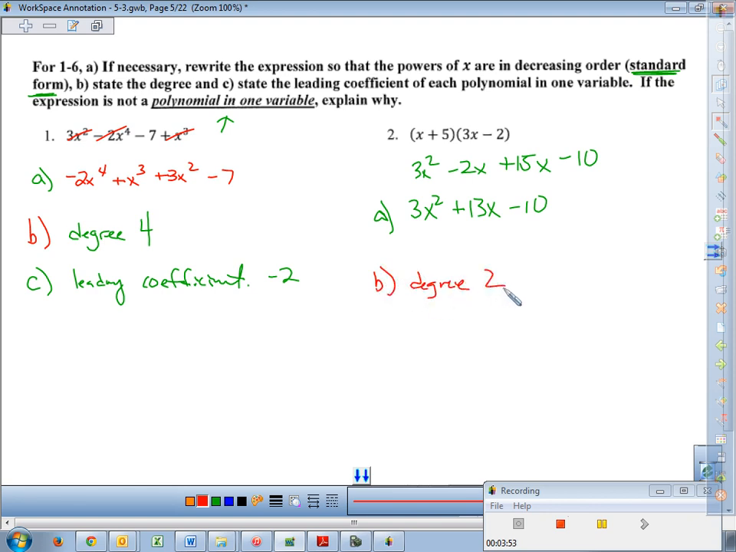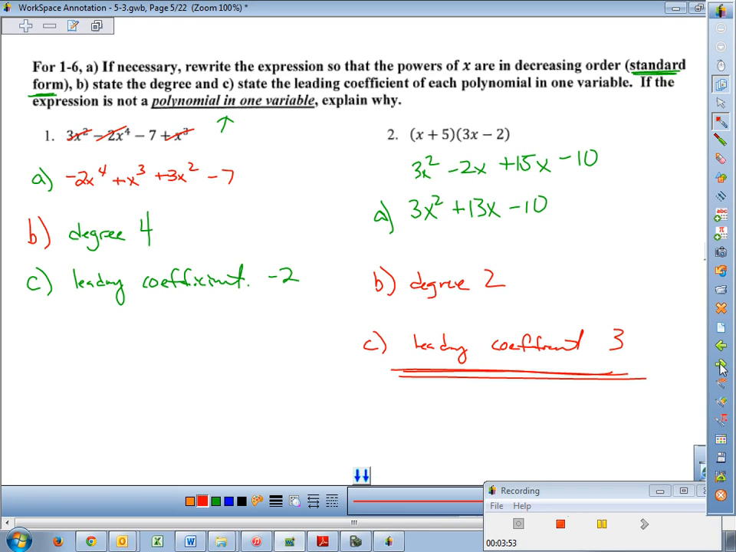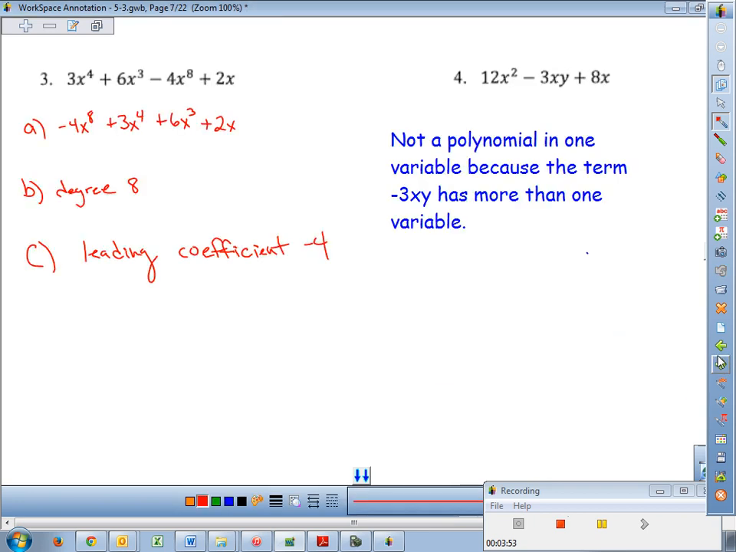Degree 2. Now here's the question, just to preview the next page. Do you know what the graph of this would look like? Yes or no? Do you know what the graph would look like if it's got degree 2? It's a parabola. Part C, leading coefficient is 3. Do you know what this tells you about that parabola, as opposed to if it was like a -3? What does the leading coefficient of 3 tell you? It opens up, right? It's a parabola that opens up. Degree 2, leading coefficient is positive. Next. Whoops, my bad.